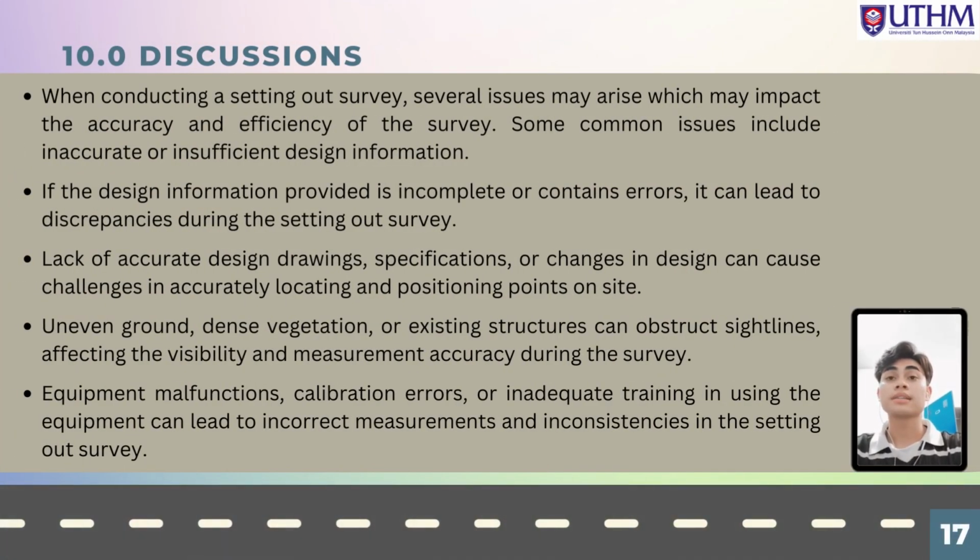For discussion, when conducting a setting out survey, several issues may arise which may impact the accuracy and efficiency of the survey. Some common issues include inaccurate or insufficient design information. If the design information provided is incomplete or contains error, it can lead to discrepancies during the setting out survey. Lack of accurate design drawing specifications or changes in design can cause challenges in accurately locating and positioning points on site. Uneven ground, dense vegetation, or existing structures can obstruct sightlines, affecting the visibility and measurement accuracy during the survey.